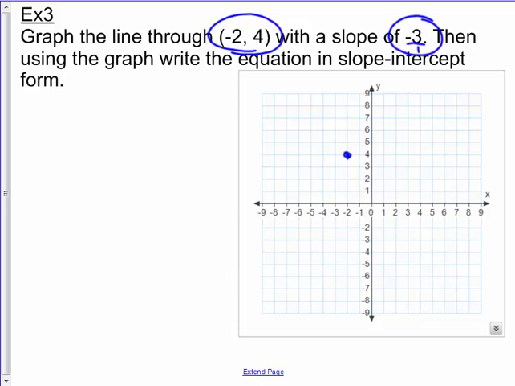I'm going to make that a fraction. So that's negative 3 over 1. Now I could go down 3, to the right 1. Right is positive. Down 3, which is a negative. To the right is positive. Negative over a positive. I could have also gone up 3, a positive 3, and to the left, a negative 1. That would have been fine too.